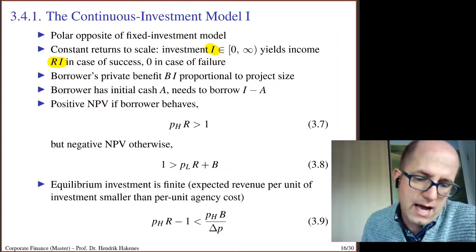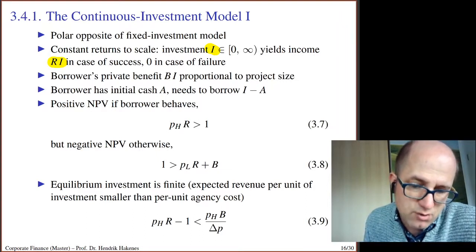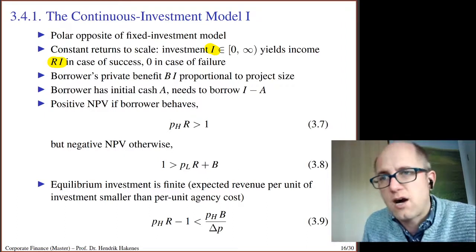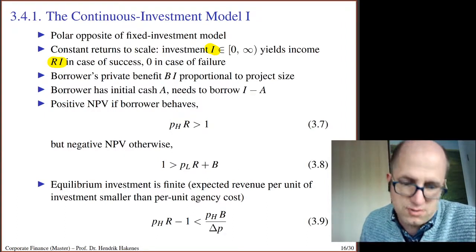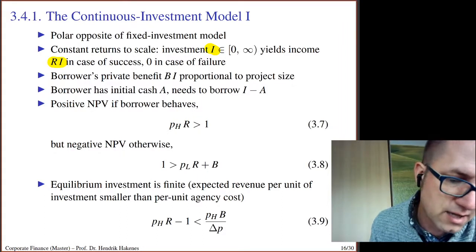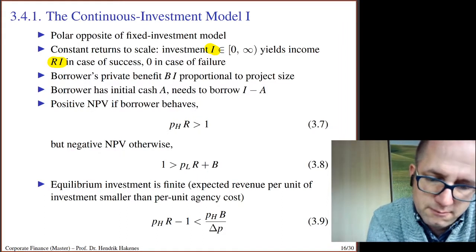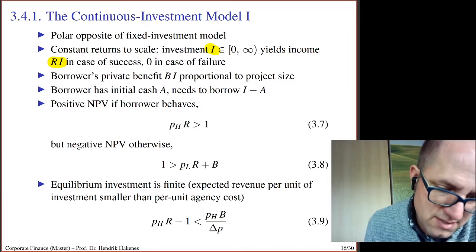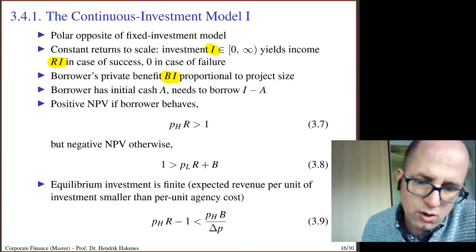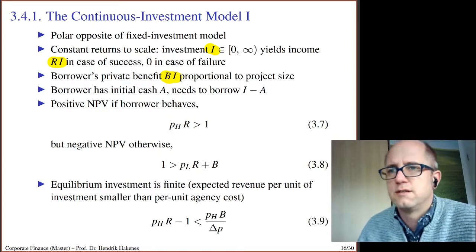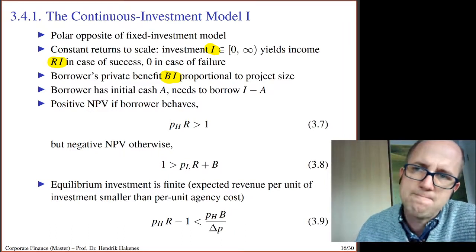And now the I is just an endogenous number, and the R is a factor, for example, 150% or something like that. It has to be larger than 1, which you will see in the assumptions. The private benefit of the borrower is equal to B times I.